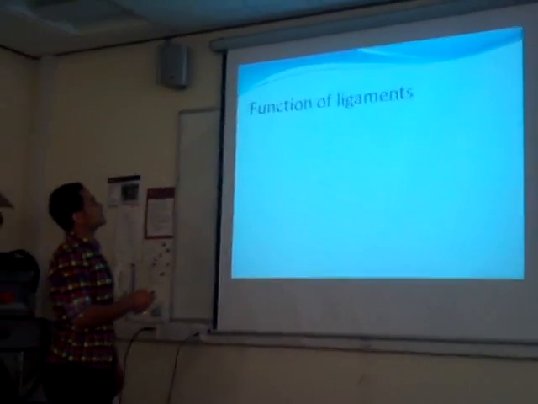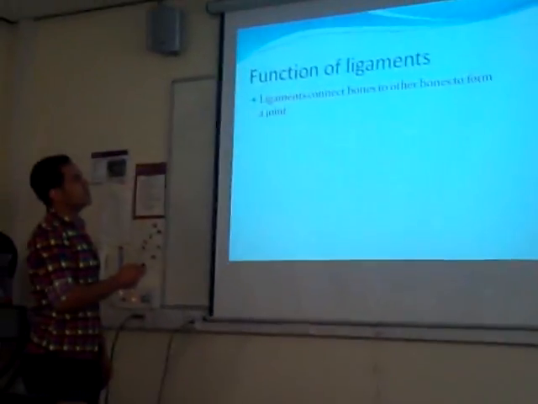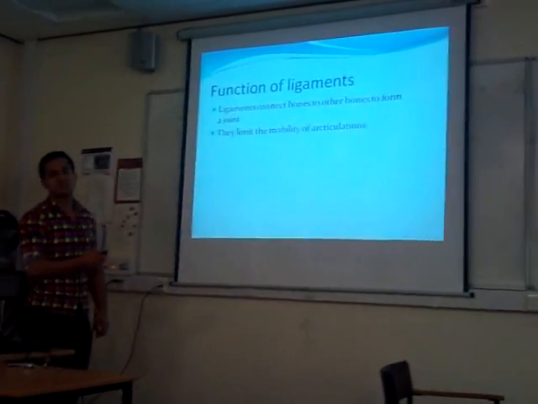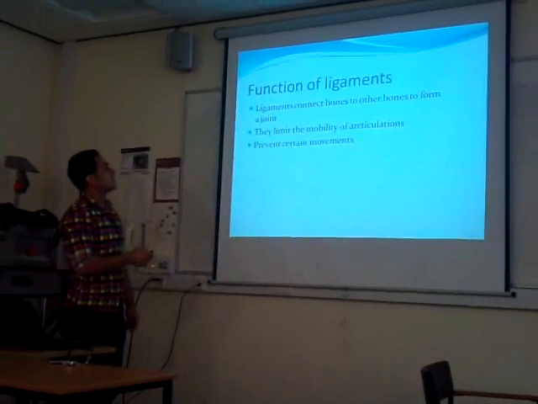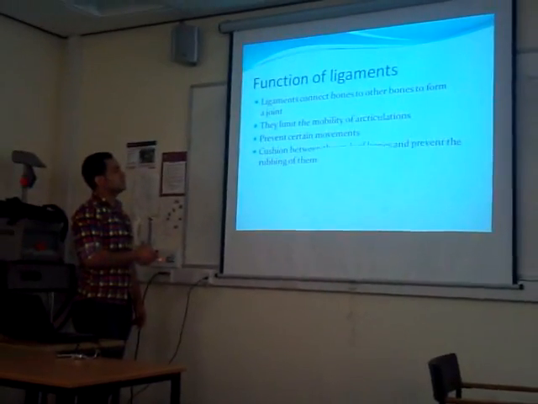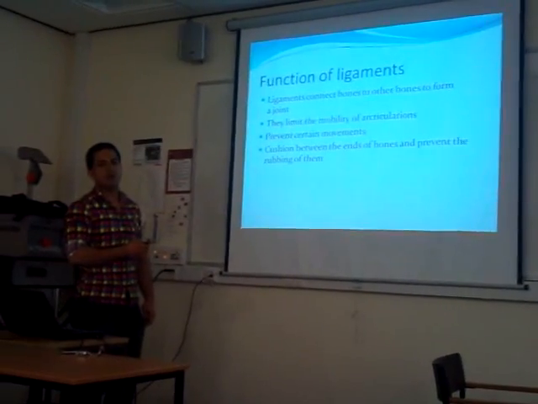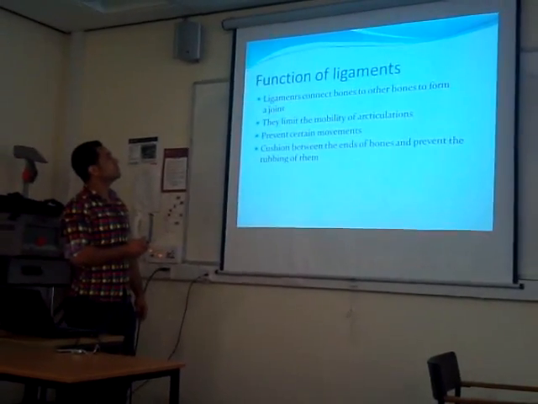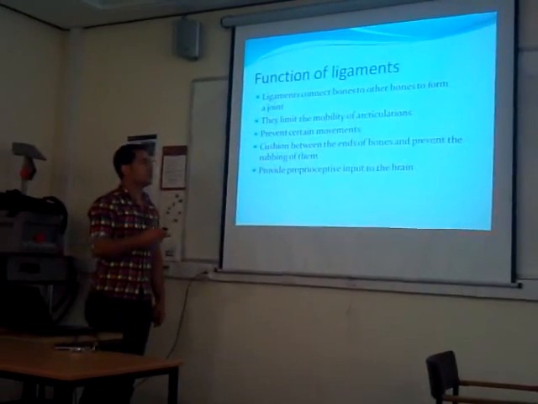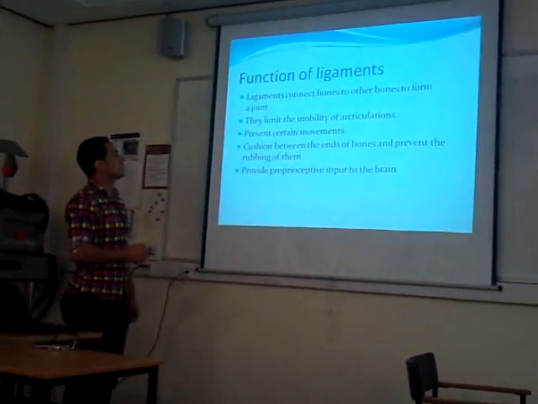The function of ligaments. Ligaments connect bones to other bones to form a joint. They limit the mobility of articulation, which gives stability to the joints. They prevent certain movements, which also gives stability to the joints. They work as cushioning between the ends of bones and prevent rubbing of them. And they provide proprioceptive input to the brain, so the brain can determine where the joints are located at any point without the need to look.